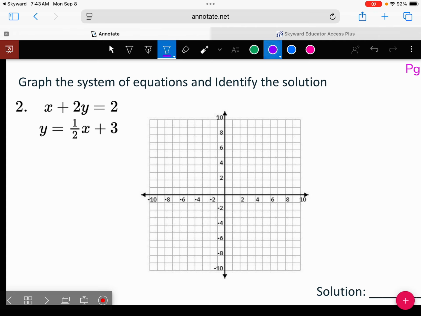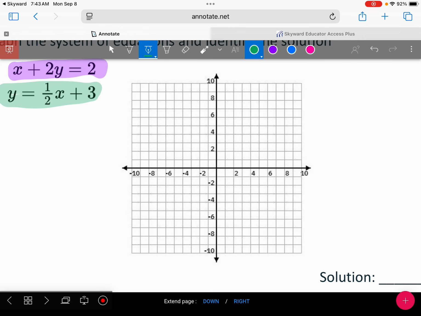So again, I'll do the top one in purple. I'll do the bottom one in green. They just have a pretty decent contrast and they both show up pretty good on the screen. And it doesn't matter what order we graph them in. I do know that my bottom one's in slope-intercept form, so sometimes we like to do those first because they're nice and easy peasy. So I'm going to put that green one up first.